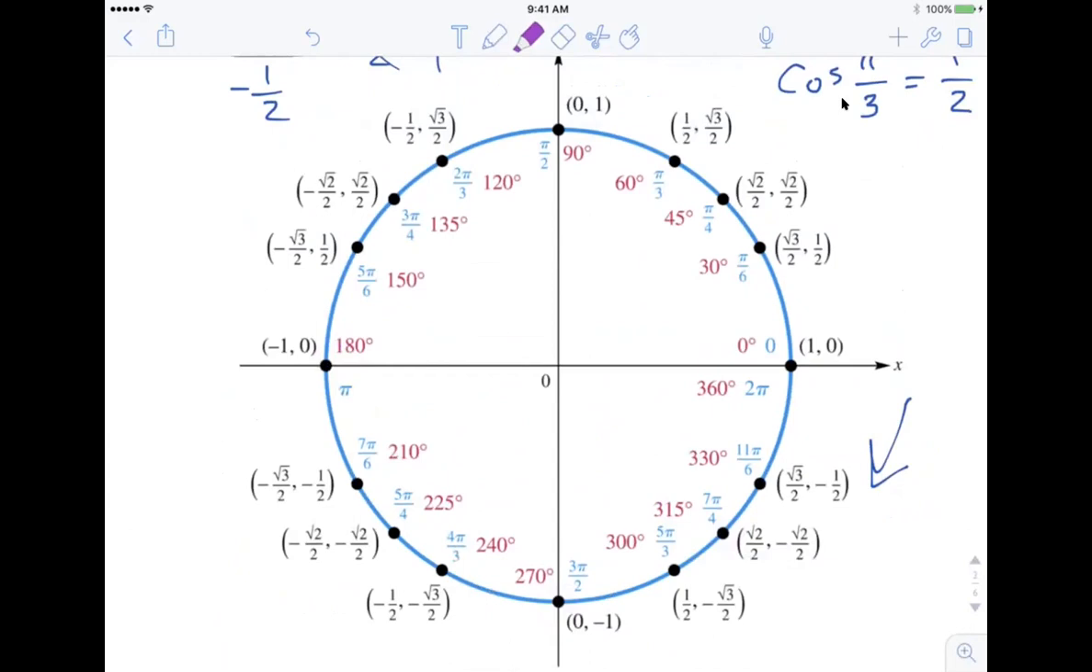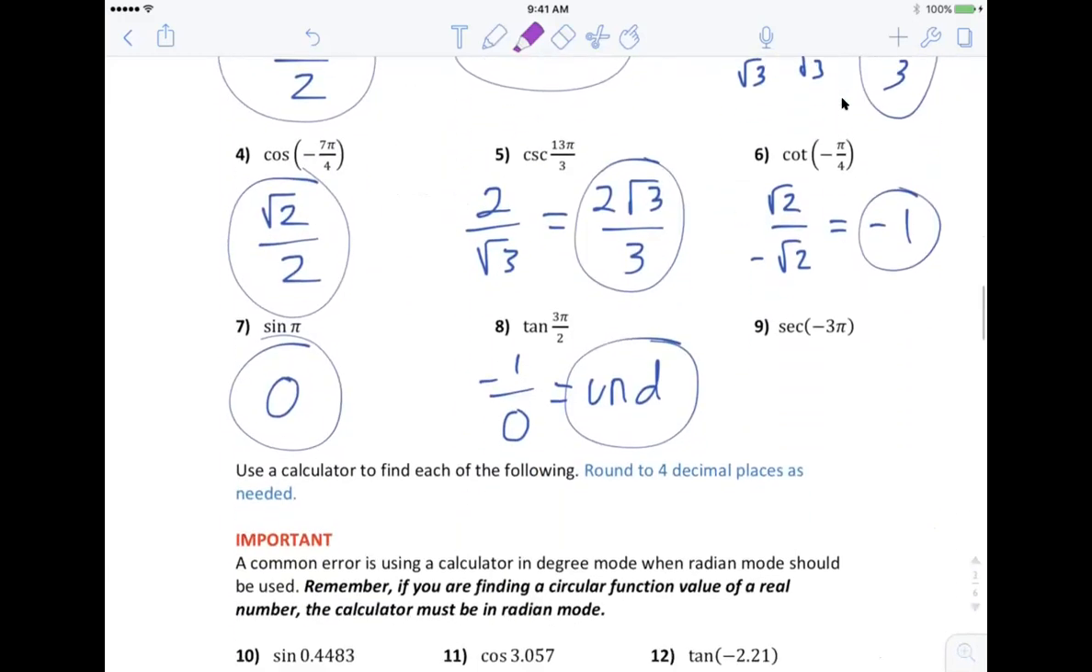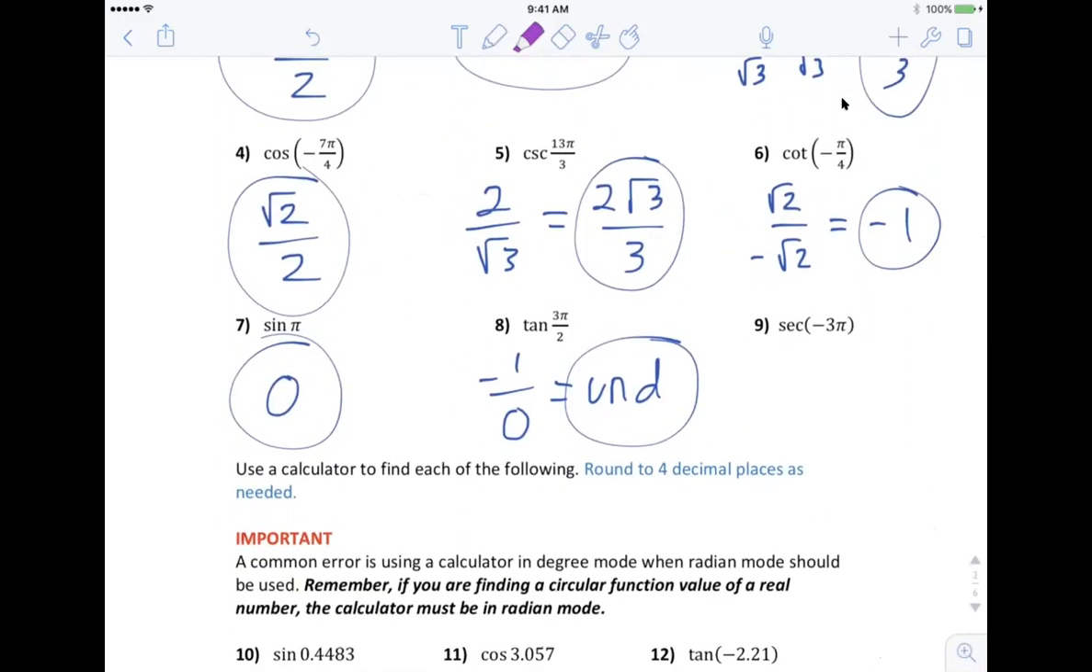So there's 1, 2, back to here, 3. I counted in intervals of pi, or 180 degrees. So I located the point, and then I have the x is -1 and the y is 0. When you're thinking of it, it's 1 over the x, which is 1 over -1, which is -1. So secant of -3 pi is -1.